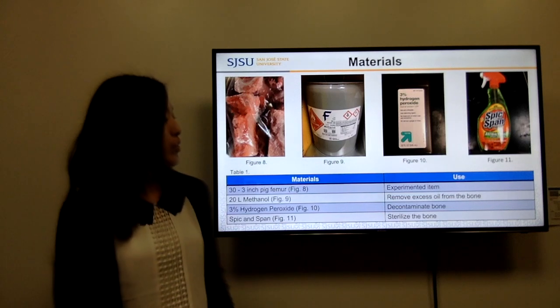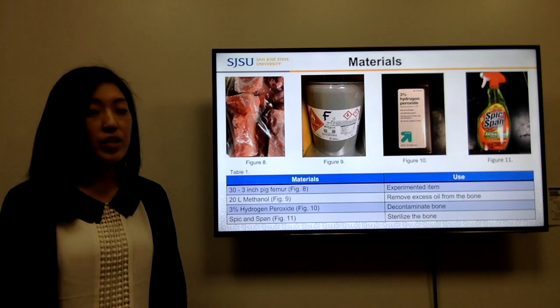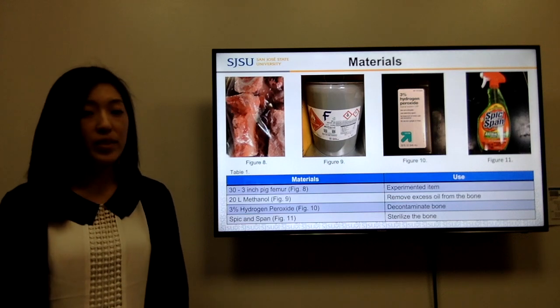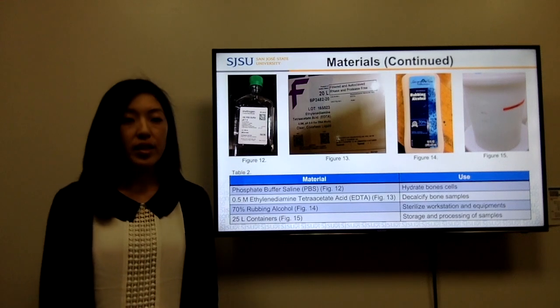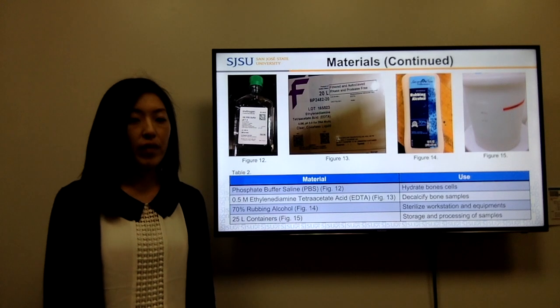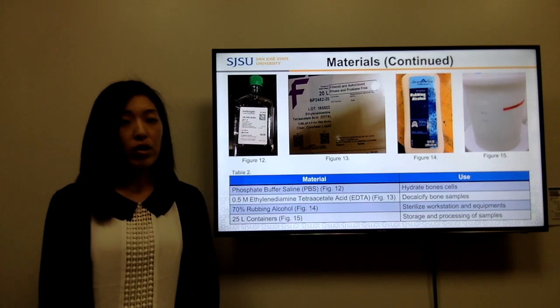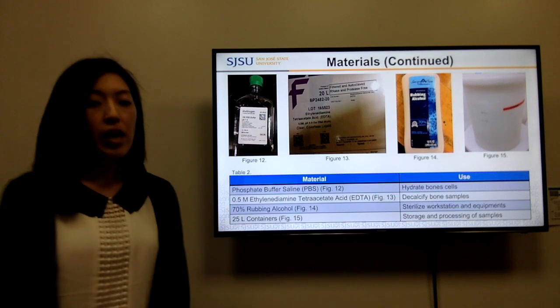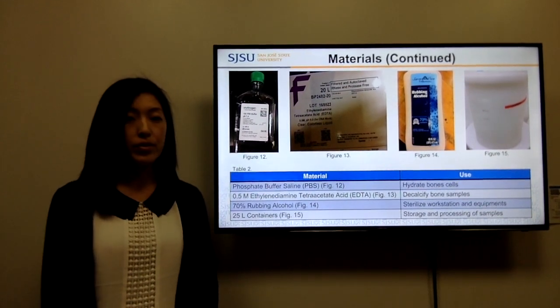Then we have methanol used to remove any excess from the bone, hydrogen peroxide to decontaminate the bone, and a Spic and Span solution to sterilize the bone. Then we have phosphate buffered saline, PBS, to hydrate the bones. We have the 0.5 EDTA to decalcify the bone samples. We have rubbing alcohol to sterilize our workstation, and 25-liter containers for storage and process of samples.